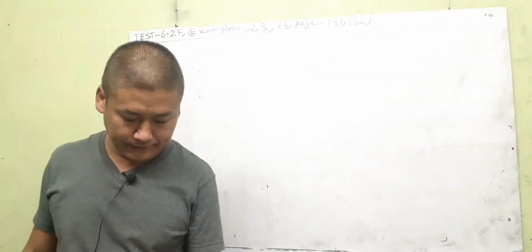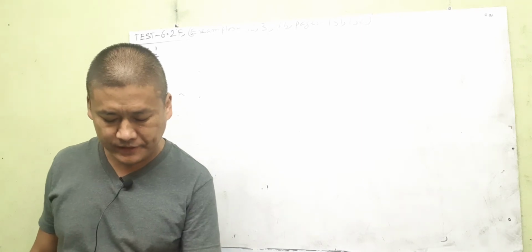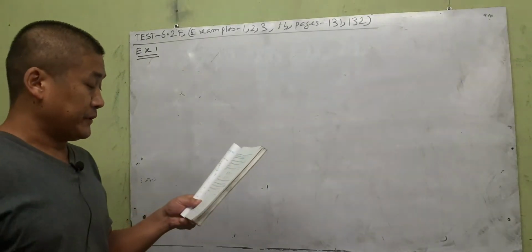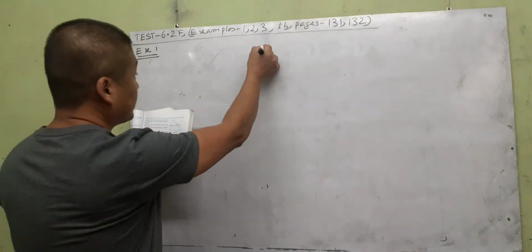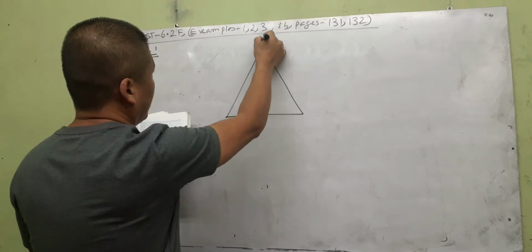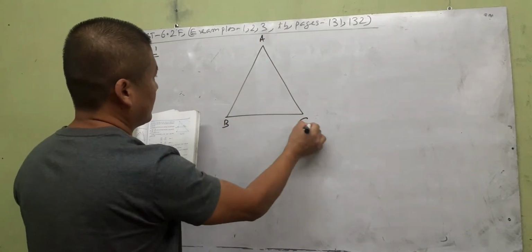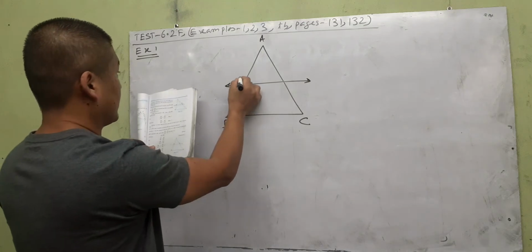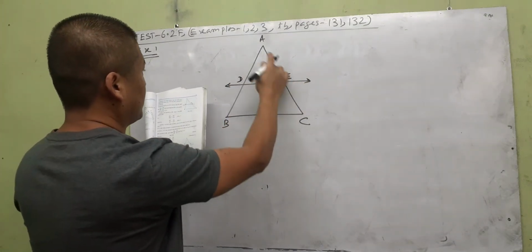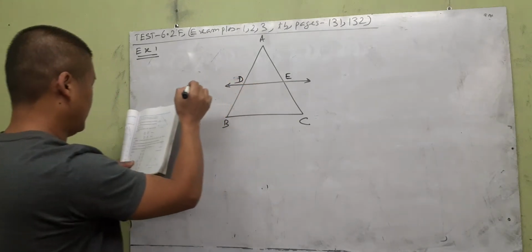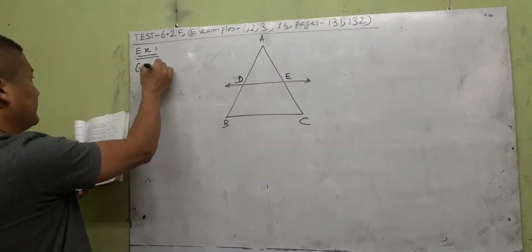So if a line intersects sides AB and AC of a triangle ABC at D and E respectively, and is parallel to BC, we have to prove that. So a triangle is given according to the question: A, B, C. A line is cutting here. The line is cutting the two sides at D and E. So let us draw that and then write down given.